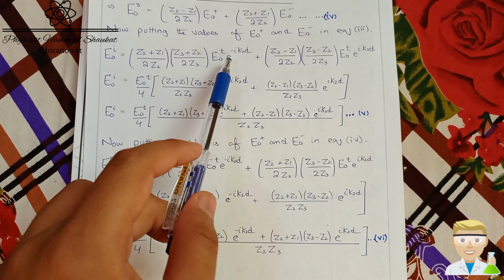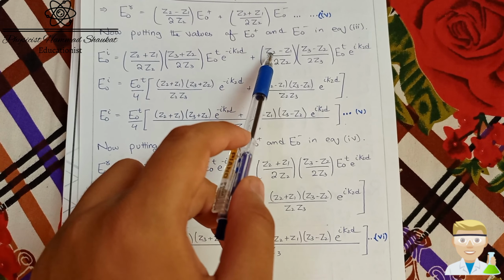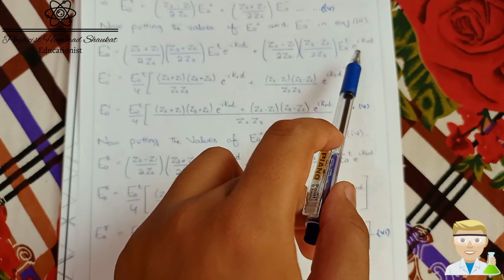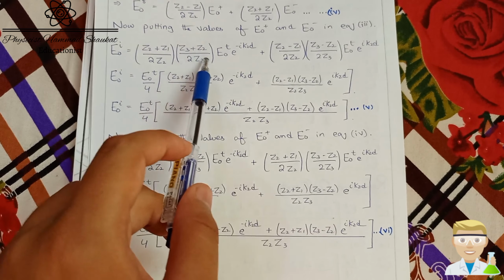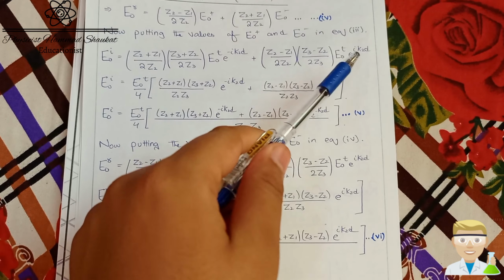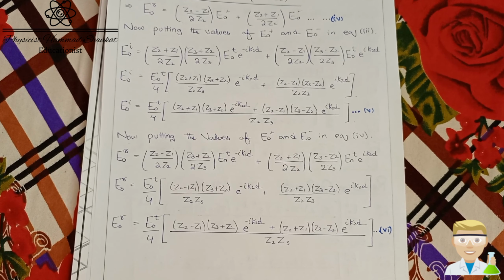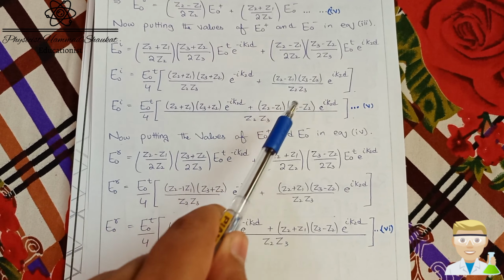Similarly, we are left with e power minus iota k to d. Here you will be left with z2 minus z1 multiplied by z3 minus z2, and e power plus iota k to d is common, divided by z2 z3. Understood? And here you can say e power plus iota k to d. Now what we are going to do next, we have to take LCM. You can see z2 z3 is common in both denominators.